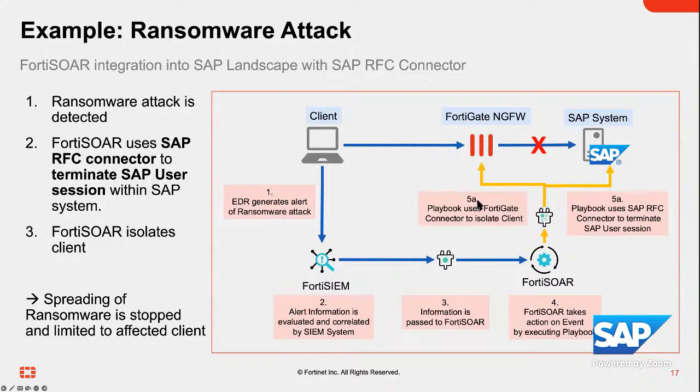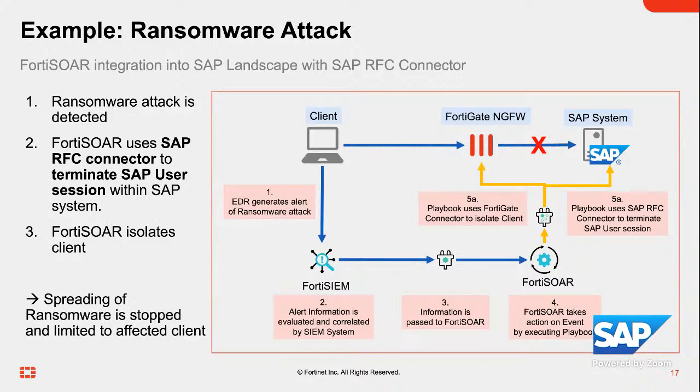What would happen here is FortiSOAR, for example, would use our infrastructure connector into the FortiGate, the firewall, and isolate this client so that it's not able anymore to spread the ransomware across the network. So the client is isolated.